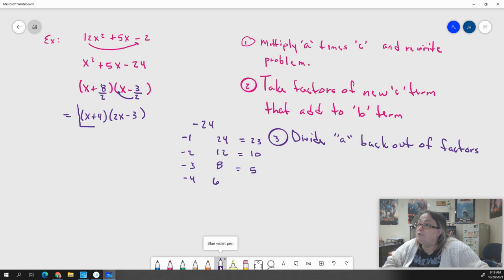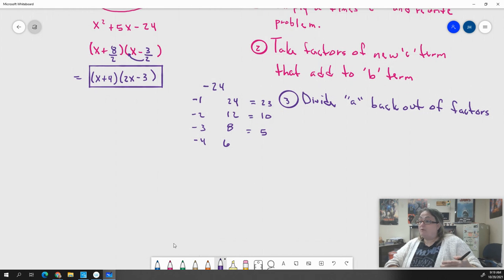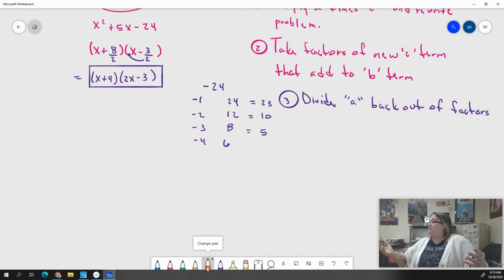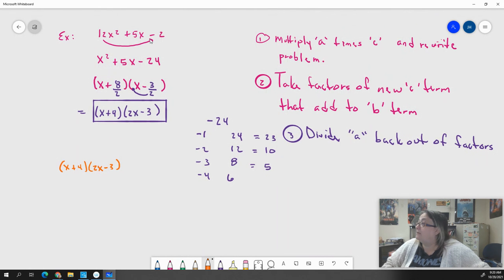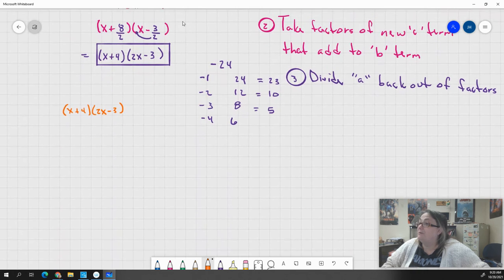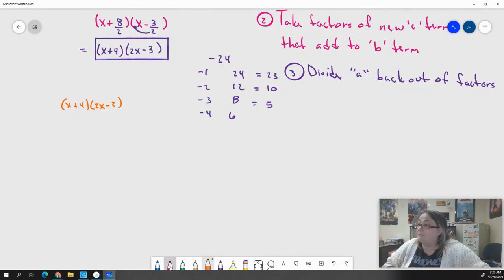This is our solution, right? Technically, I mean, they're just factors. And if you wanted to test them, you could. You can always test these factors because all factors are saying something's multiplied by something else, right? To equal what we originally had. So if I multiplied x plus 4 times 2x minus 3, I better wind up with our original problem, which was 12x squared plus 5x minus 2, right? And let's see if that's what happens.